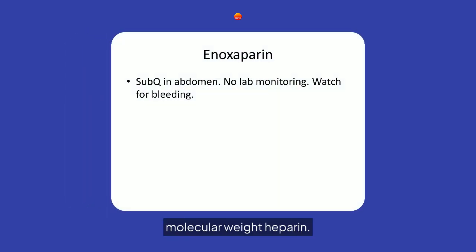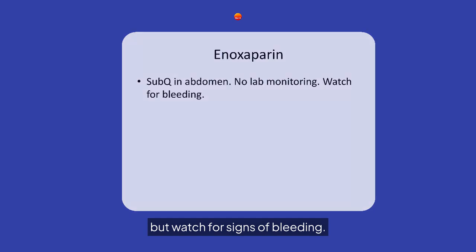Enoxaparin is a low molecular weight heparin. Administer subcutaneously in the abdomen. No lab monitoring is required, but watch for signs of bleeding.